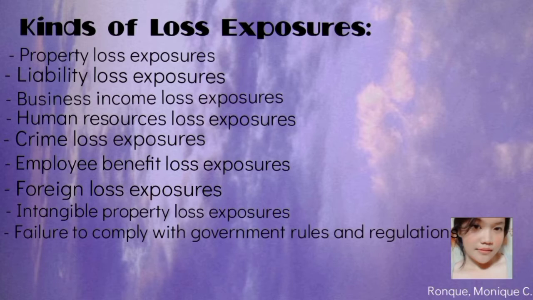Business income loss exposures provide coverage for lost income when a business is forced to close. Human resources loss exposures are the death or disability of key employees, retirement or unemployment, and injuries. Employee benefit loss exposures: failure to comply with government regulation, violation of fiduciary responsibilities, group life and health, and retirement plan exposure, and failure to pay promised benefits.